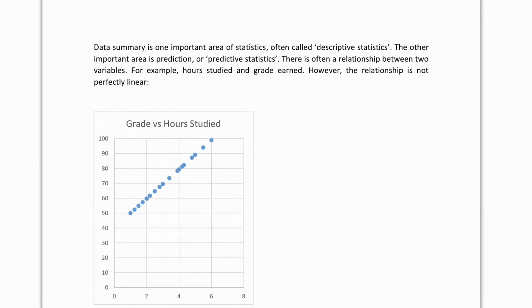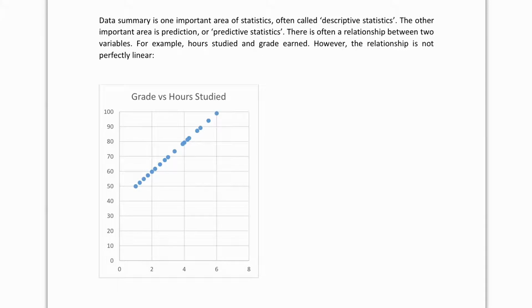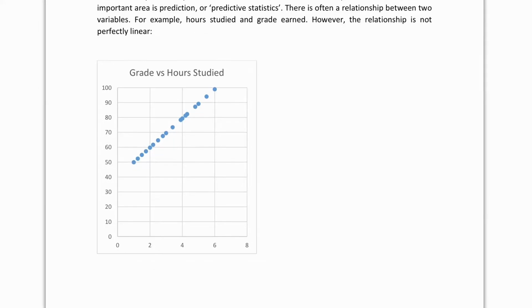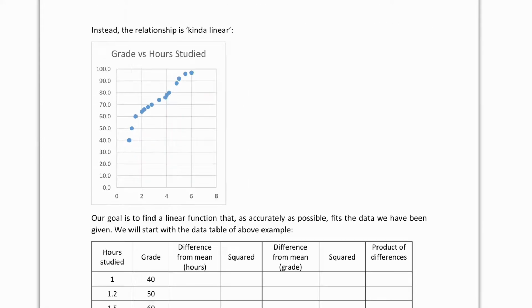Now, data summary is one important area of statistics, often called descriptive statistics. The other important area is prediction or predictive statistics. There's often a relationship between two variables, for example, hours studied and the grade earned. However, the relationship is not perfectly linear. So it's not like this: the more you study, the higher your grade. Unfortunately, real life doesn't tend to work out as clean as that.